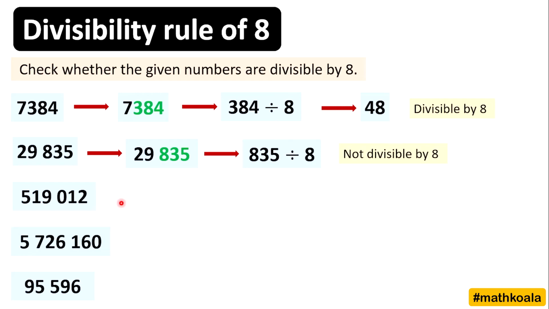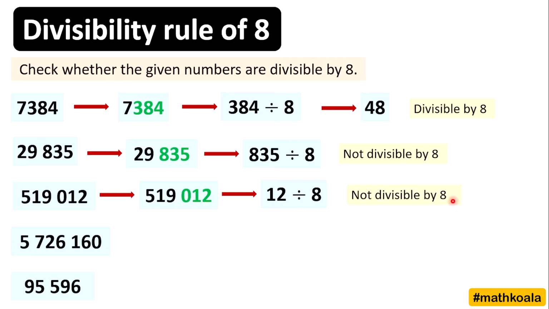Next number is 519,012. The last three digits of the number is 0, 1, 2. 12 is not divisible by 8. Therefore, 519,012 is not divisible by 8 without a remainder.